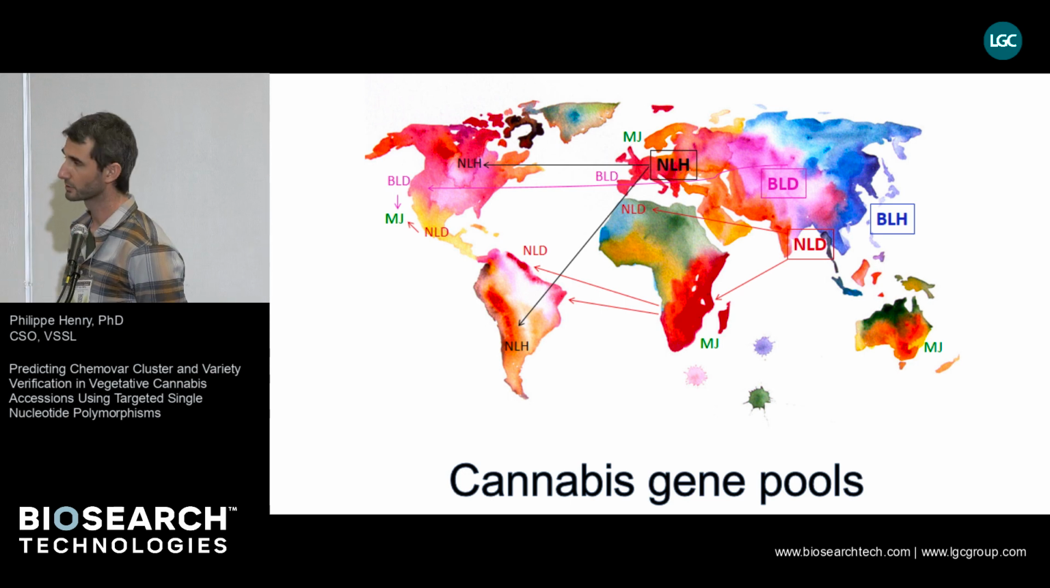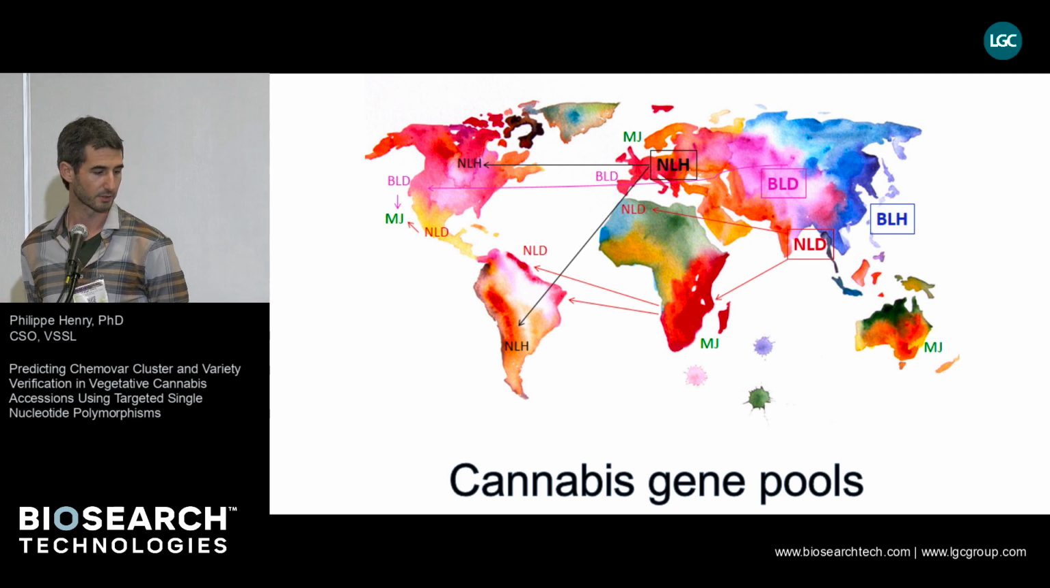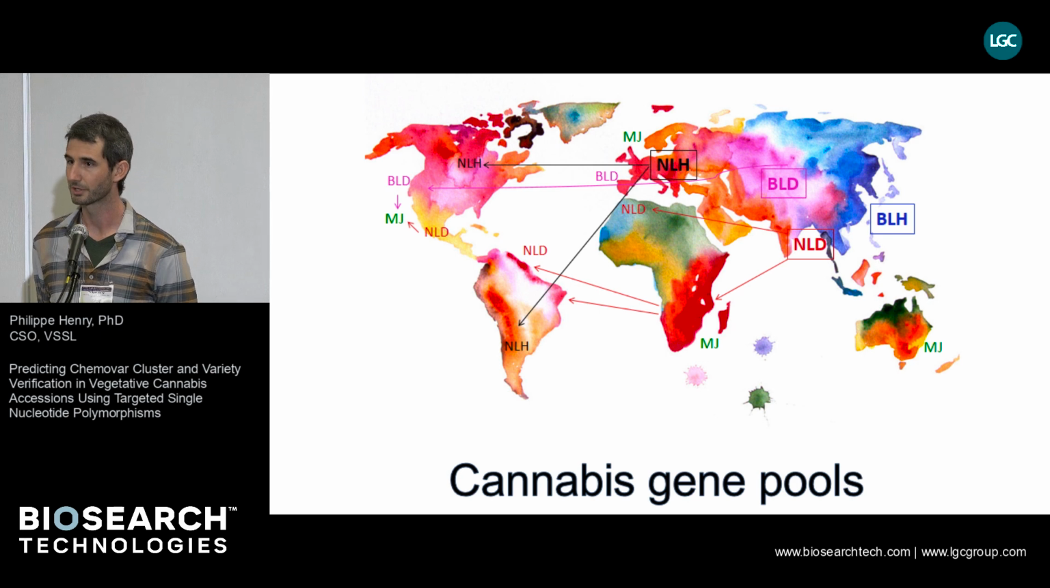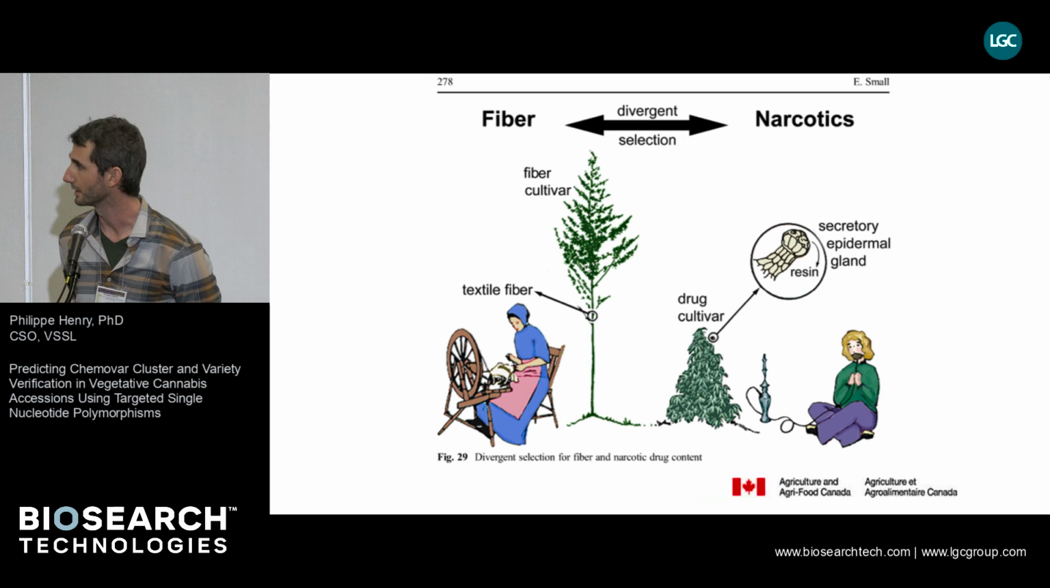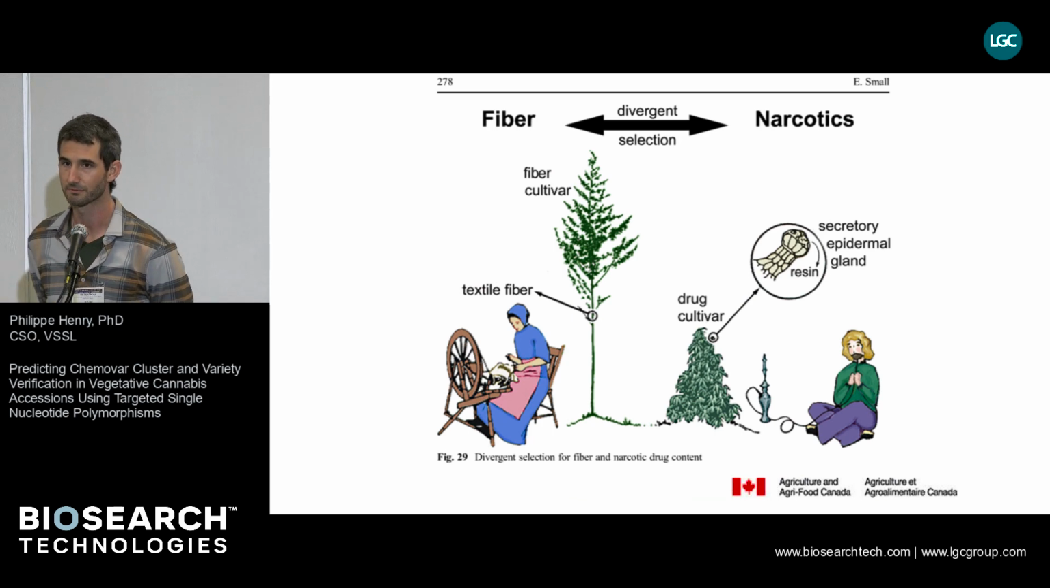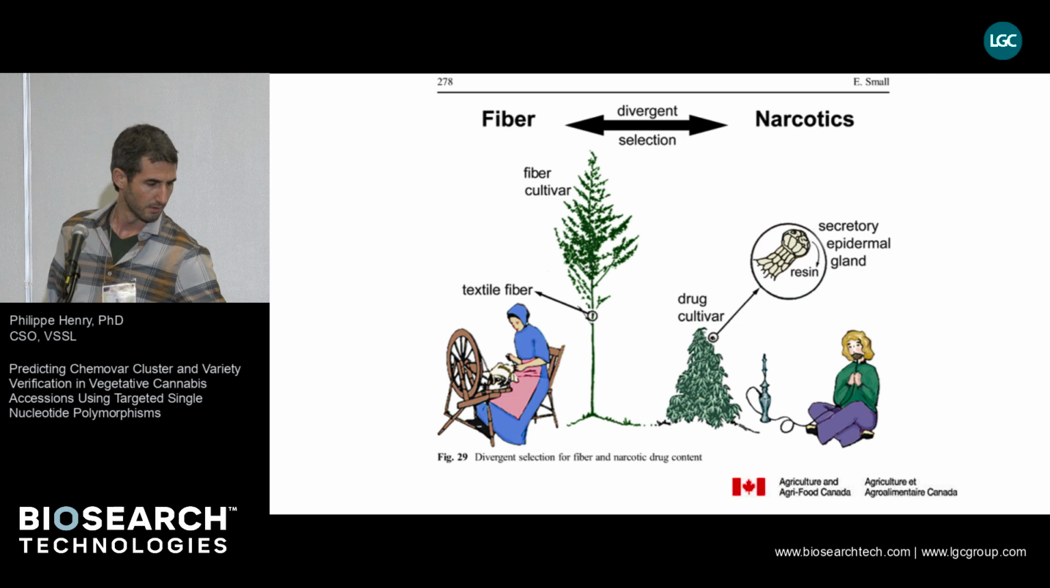What this paper shows here is essentially the divergent selection that has occurred, possibly from a common ancestor, leading to fiber type cultivars and drug type cultivars. One of them focused on either hemp nut production or fiber production, and the other on resin production, particularly large inflorescences with a large density of glandular trichomes that produce the secondary metabolites that have recreational and medicinal properties.